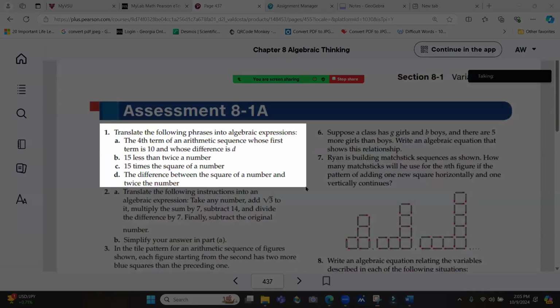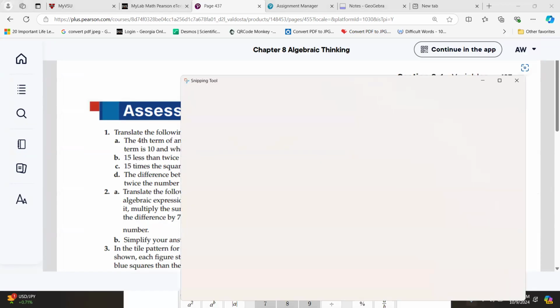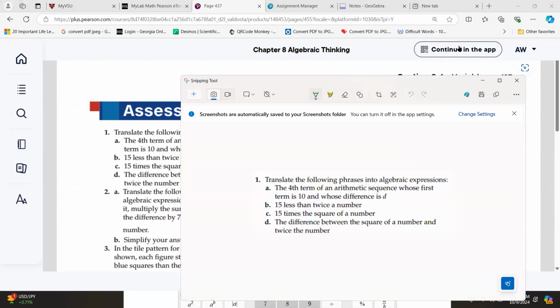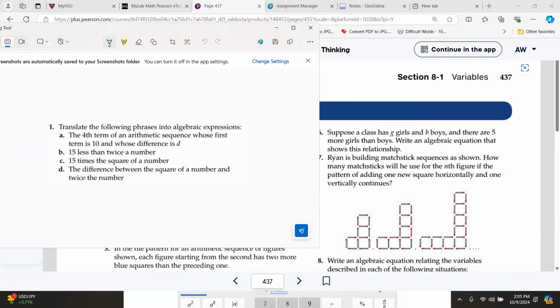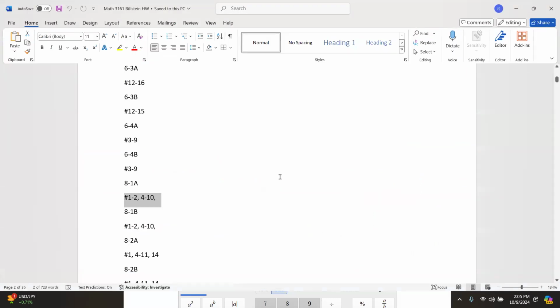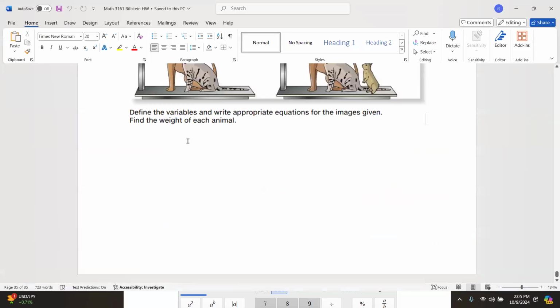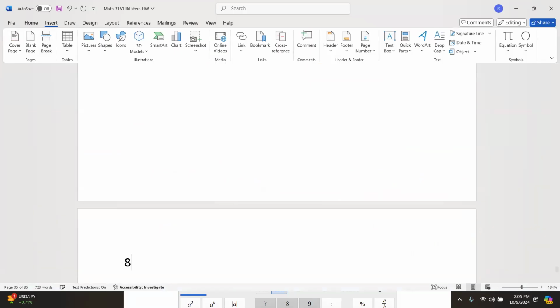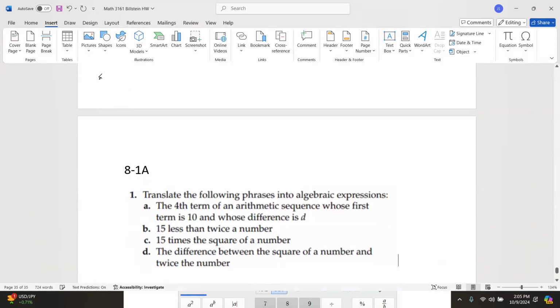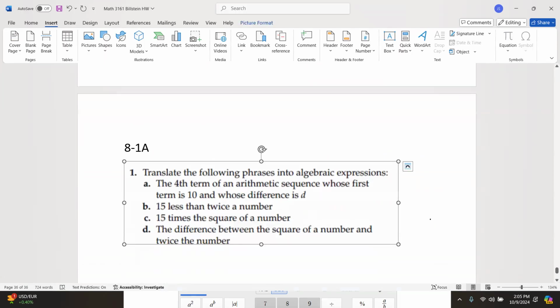Okay. So they will teach us how to write variables. Now, all of you had college algebra. I don't have to give you a long lecture. I can just jump to the problems. There's not a lot of definitions in algebra that you are not familiar with. One A. Okay, we'll work on this. Translate the following phrases into algebraic expressions. The fourth term of an arithmetic sequence whose first term is 10 and whose common difference is D.